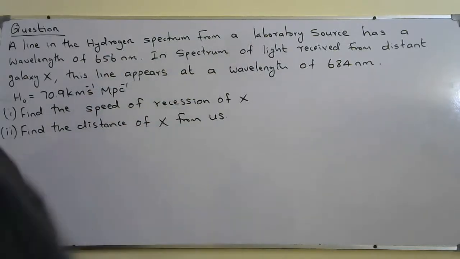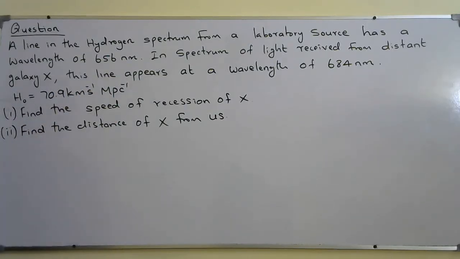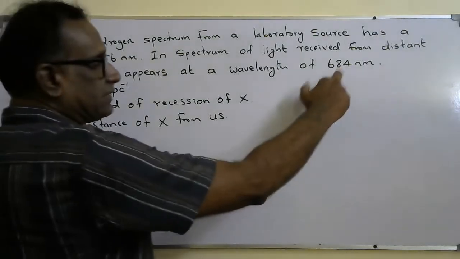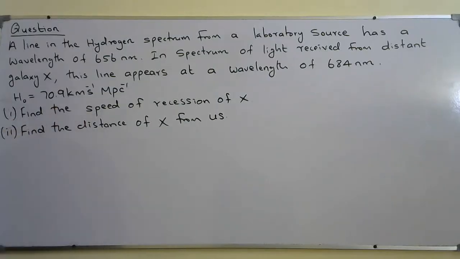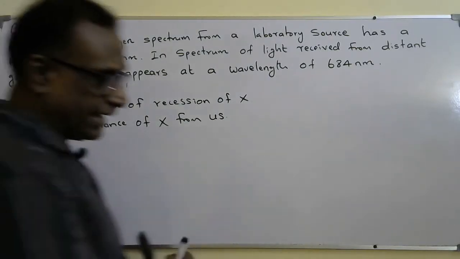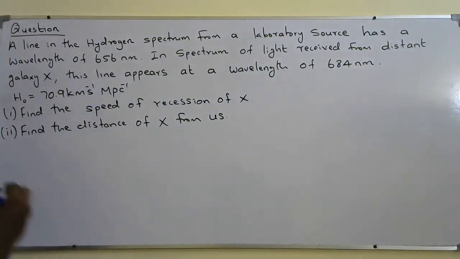In the spectrum of light received from distant galaxy X, this line appears at a wavelength of 684 nanometer. Means there is an increase in wavelength. So this is the apparent wavelength. Hubble constant is given. First part, find the speed of recession of X. So we need to use the Doppler effect equation.